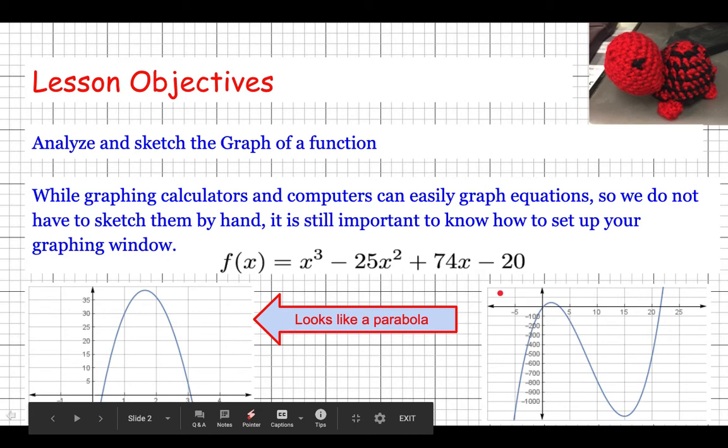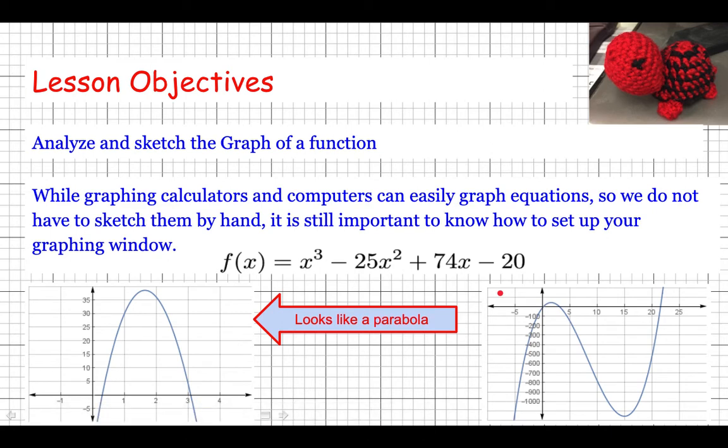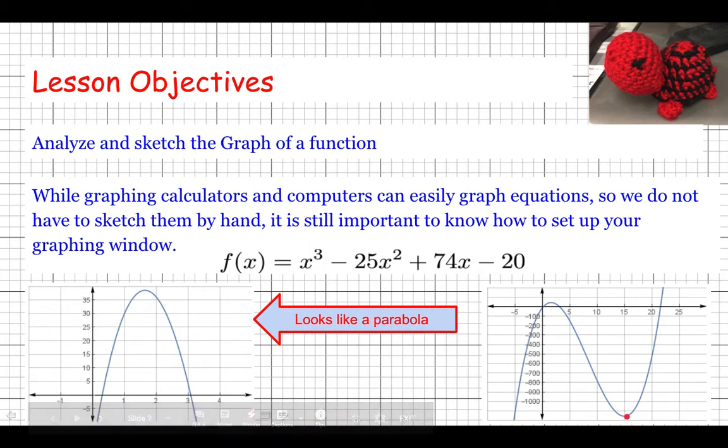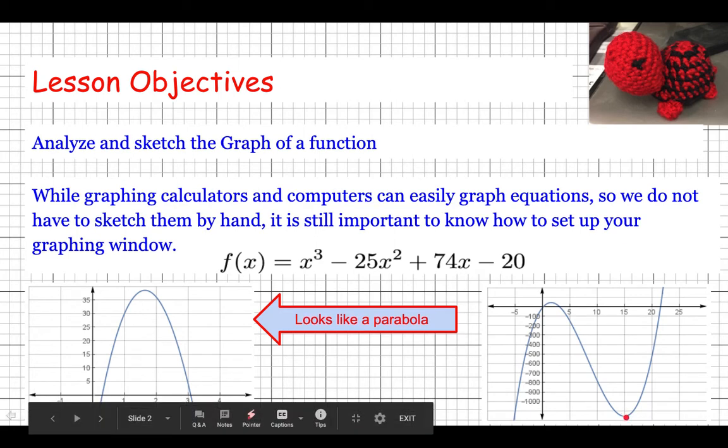If we change our window, we can see the full function. This is what we call a complete graph, and that gives us a better idea of what's going on. By finding that I have a relative minimum here at 15, and this looks like about negative 1150, I wouldn't know that otherwise, but that gives me enough so I can draw this graph.